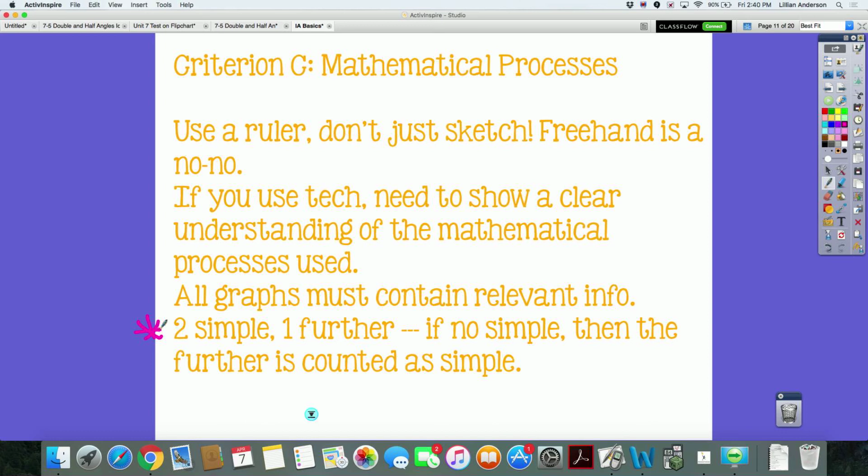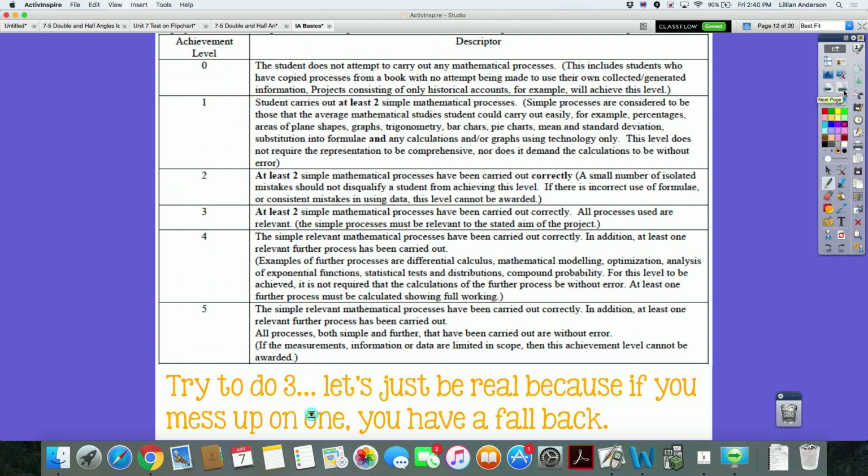What I say to you is to do 3. 3 simple, for sure. Because, for this very reason, if you look at this breakdown, okay? The highest you can get is a 5. And if you look right here, to get a level 3, at least 2 simple mathematical processes have been carried out correctly, and the processes are relevant. That means whatever 2 you choose, if they're done right, you get an automatic 3.